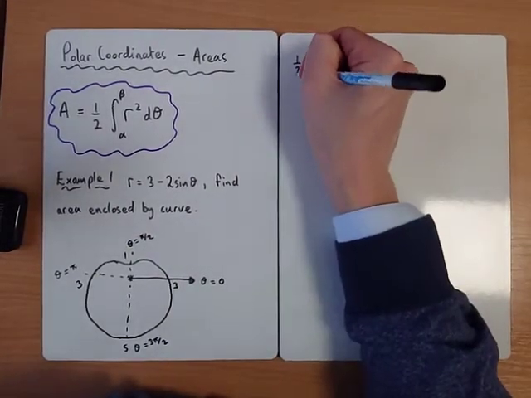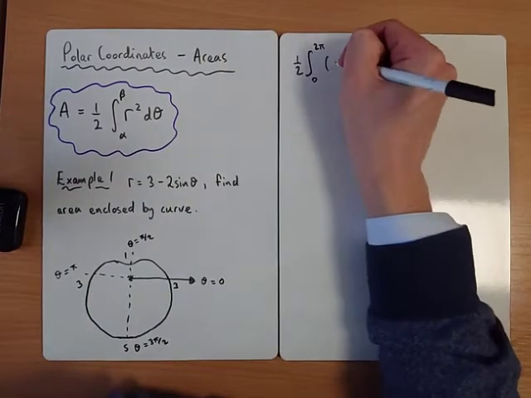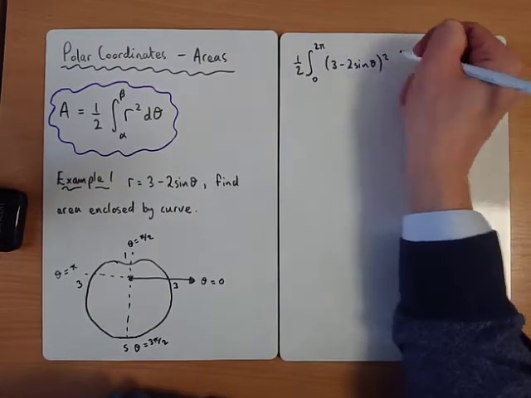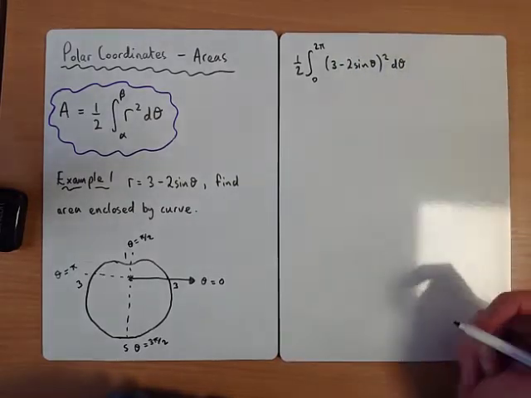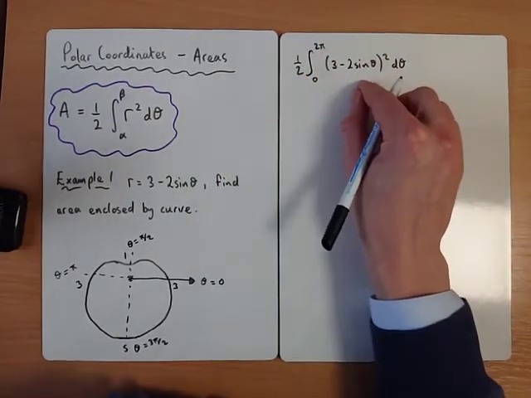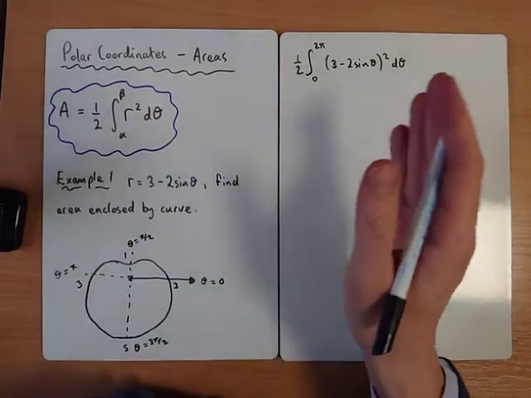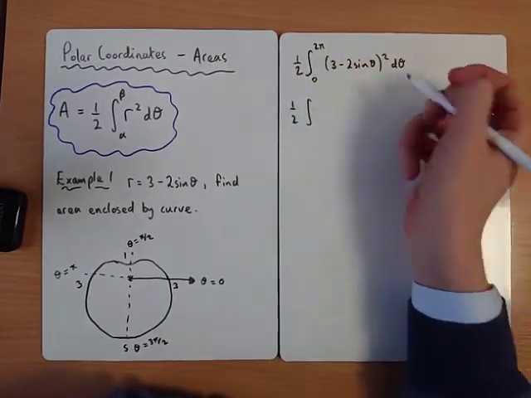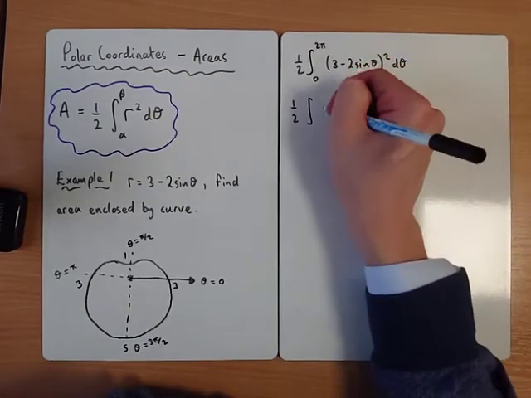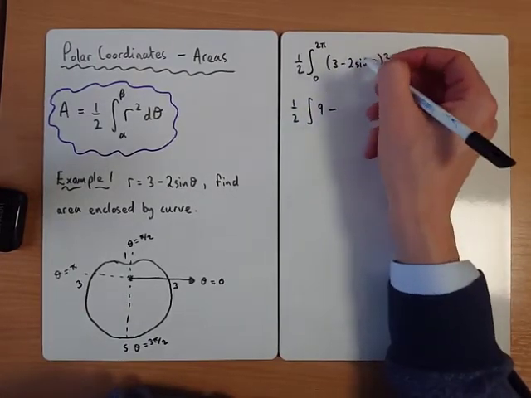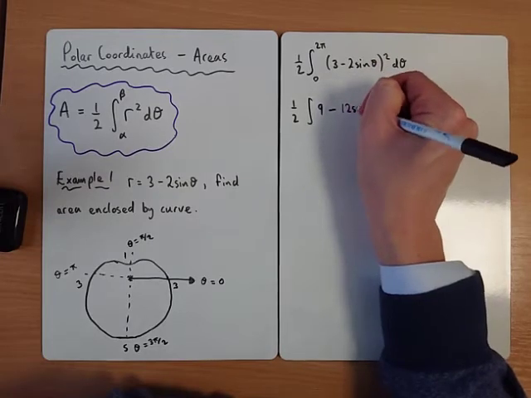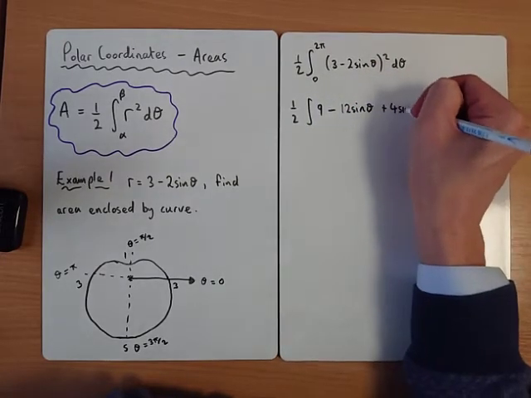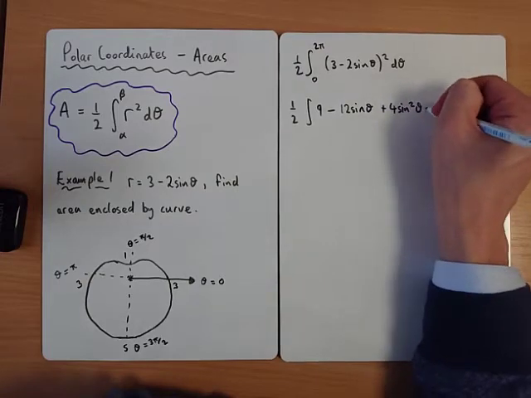Half the integral of r squared, so 3 minus 2 sine theta, squared, with respect to theta. Set up the integral; you get your first mark for writing this down with the limits. So how are we going to integrate this? If we expand this out, we're going to get 9 minus 12 sine theta plus 4 sine squared theta.